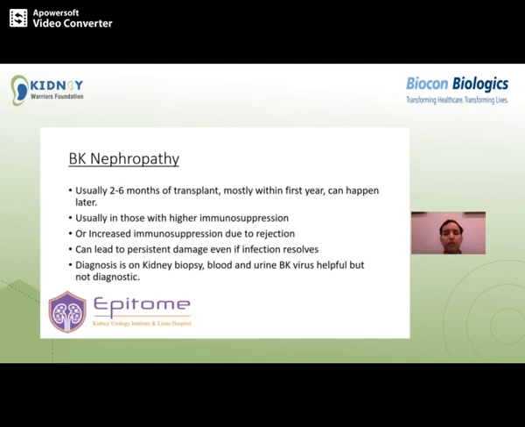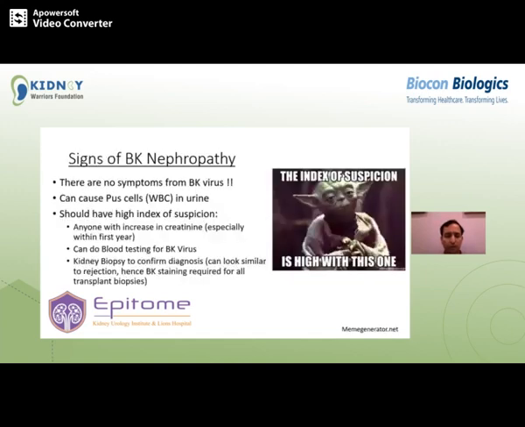The blood and urine testing is helpful, but it will not confirm that that is causing damage in the kidney. So another thing in terms of the signs, which is the talk: unfortunately, there are no symptoms from BK virus. So even though the talk is called early signs of BK virus, unfortunately, there are no symptoms or signs that you would feel or you would be able to tell that, okay, this is coming from BK virus.